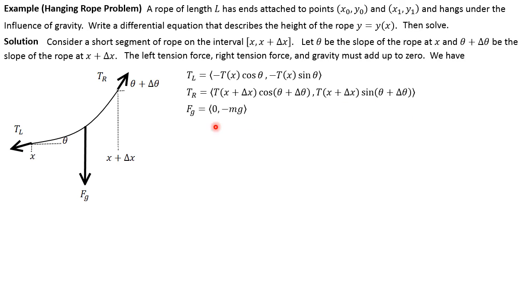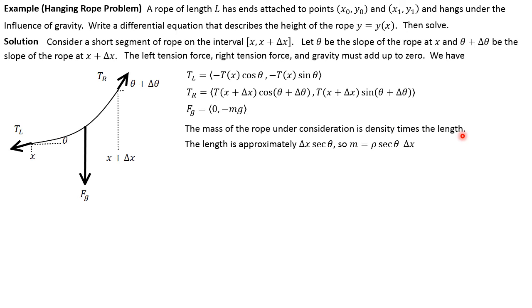And finally, the force of gravity is pretty simple. It's just 0. It's pointing straight down, so the x component is 0 and the y component is negative mg. Now as simple as that looks, actually the mass of our rope, well, we need to figure out what that mass is. Mass is equal to the density of the rope times its length. We were going to assume that the rope has constant density throughout. That would be pretty absurd to say otherwise. So we're assuming the density is constant throughout the rope.